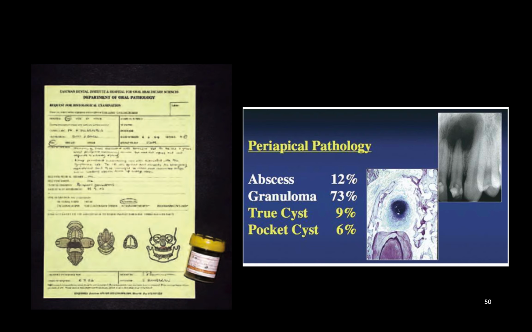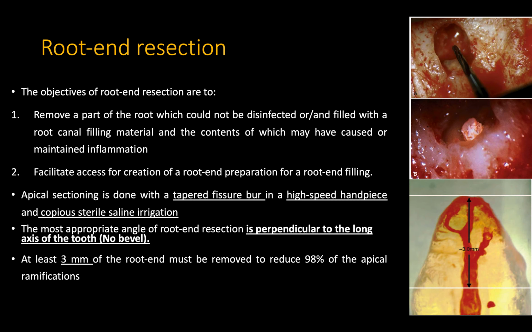Now, histologic studies have shown that most of these periapical lesions are granulomas, so inflammation in the periapical tissues, granulation tissue. In 12% of the cases, these were abscesses, and in almost 15% of the cases, they were cysts. So we won't be able to tell if the periapical lesion is a cyst or an abscess or a granuloma from radiographs. We can only tell this by histologic examination.